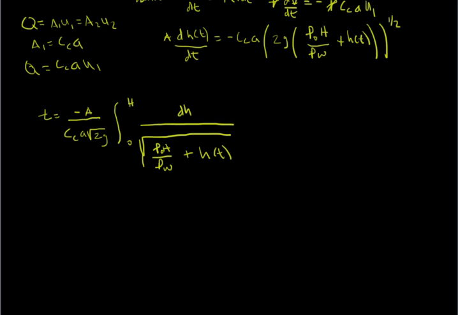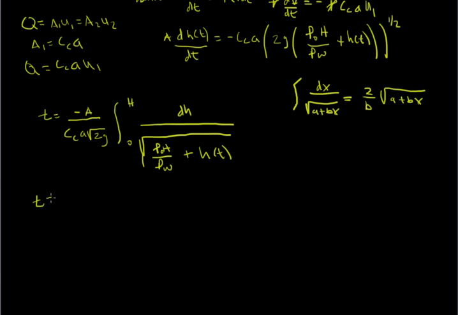Okay, so I found an identity that will work. I'll write the identity right here. We can say that the integral of dx over the square root of a plus bx is equal to 2 over b times the square root of a plus bx. Let's go ahead and use that identity now. A is going to be our rho O H over rho W, and B will be 1.